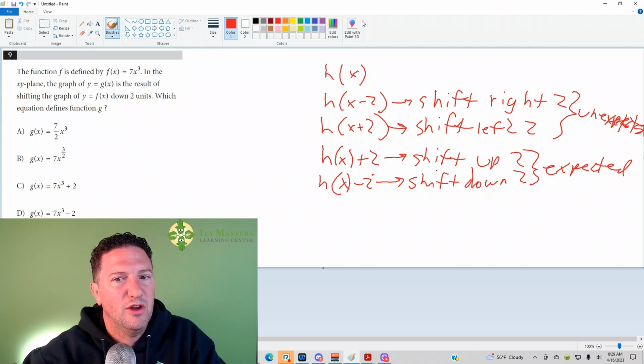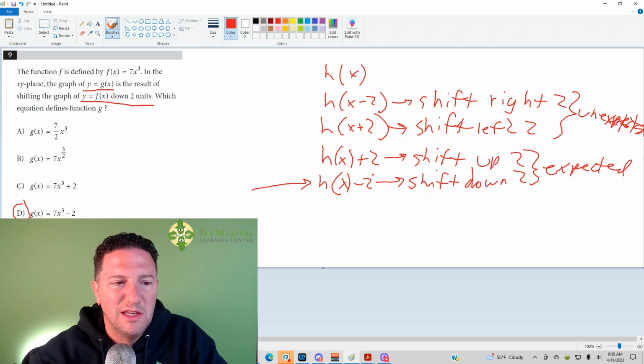If g of x is given by shifting y equals f of x 2 units down, then it looks like that one. It's going to be answer choice D. Answer choice C would be shifting 2 units up. And you don't actually need to know any of this.